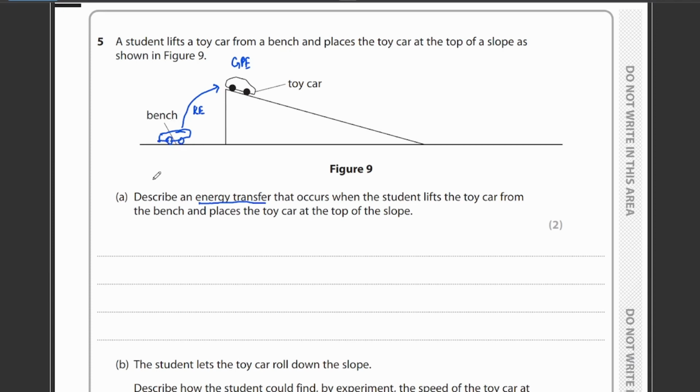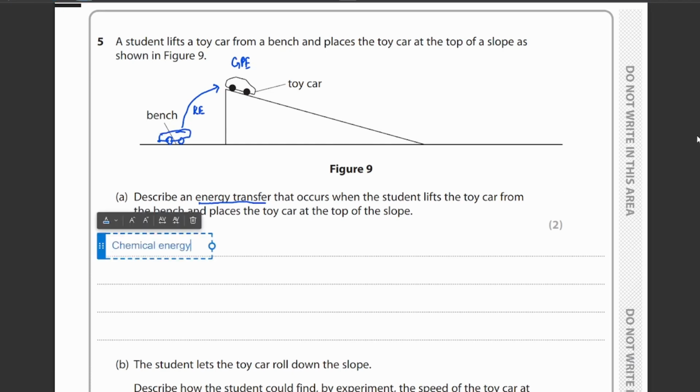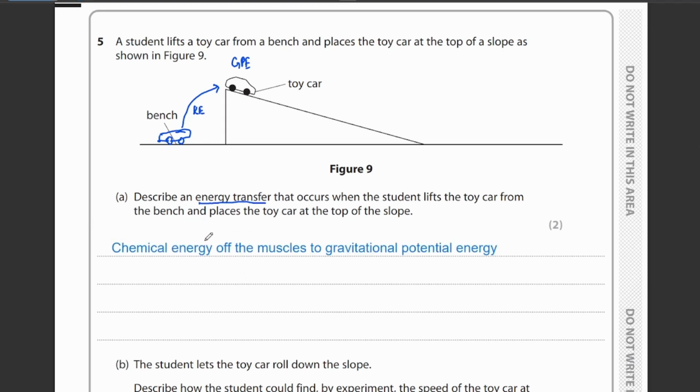Remember, muscles have chemical energy. So your answer needs to start off by saying chemical energy to finally to GPE. So the answer that you would write is chemical energy of the muscles to gravitational potential energy. So to identify the chemical energy and the gravitational potential energy, you get 1 mark. And to say that it's actually moving from chemical energy to gravitational potential energy, then you get the 2nd mark.